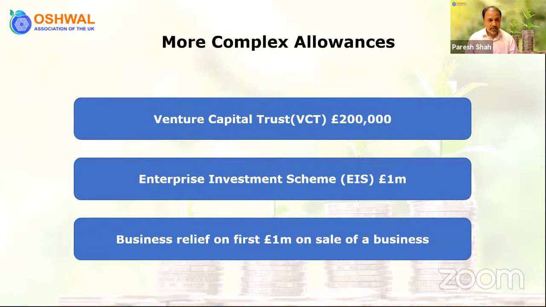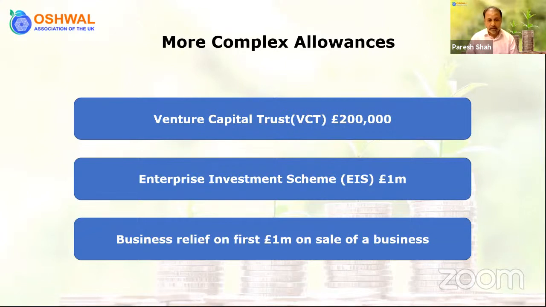Third, final one, more complex allowance, business relief on first £1 million. So if you've got a business that you've built up and it's being sold for £1 million, your tax rate is going to be 10% on that. That's your capital gains tax minus your £12,300 allowance.